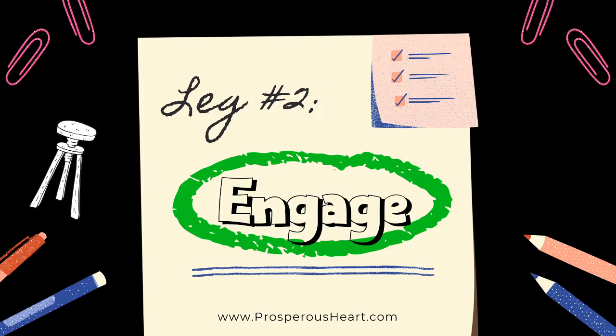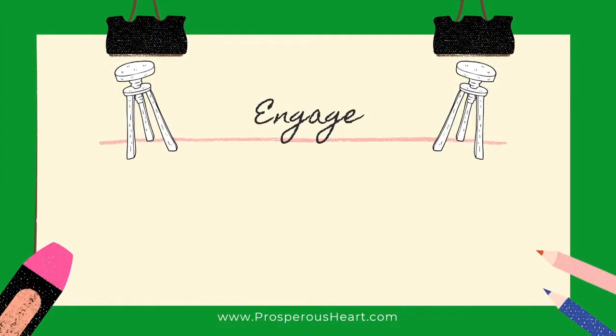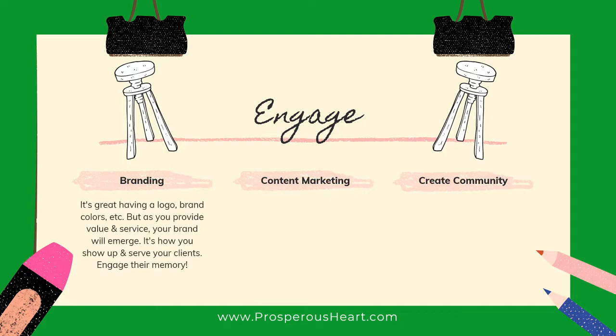Leg number 2 was engage. E for engage. When you're engaging, there are three parts to this as well: your branding, your content marketing, and your creation of your community. When you're branding, sure, it's great to have a logo and brand colors. When they see that set of colors, they think of you. But the thing about branding is that as you provide value and service, your brand will emerge. Even if you don't have everything perfect right now, imperfect action is better than perfect inaction. So your brand will grow.